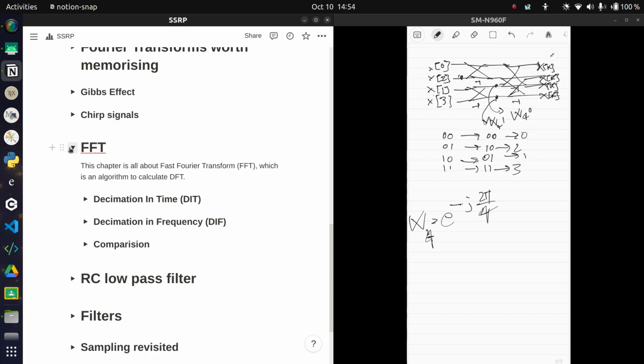So that's the decimation in time. Just completely reverse this butterfly diagram and the indexing as well, and then you'll have the decimation in frequency, DIF. Yeah, seems about right.